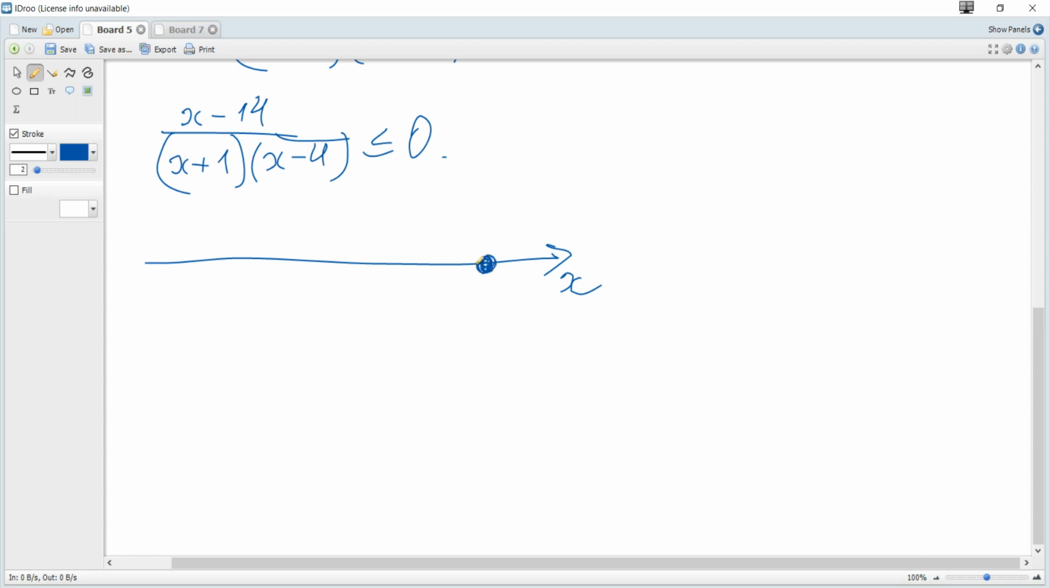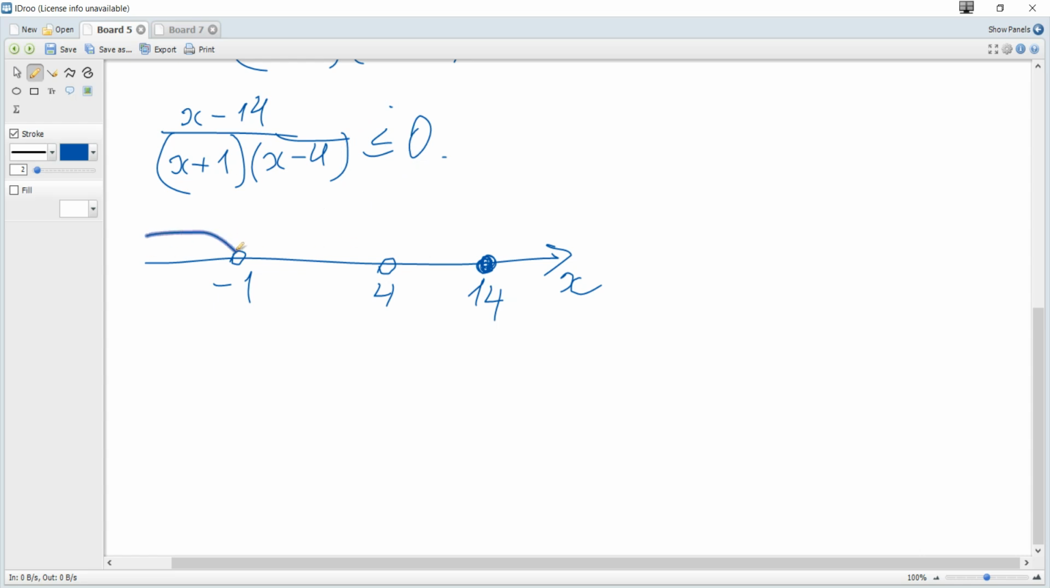and all zeros from the numerator are included or excluded according to the sign here. So 14 is included, and zeros from the denominator are always excluded because when we divide by 0 we get infinity and the function is undefined. So negative 1 and 4 are always excluded. It doesn't matter that here is less or equal.